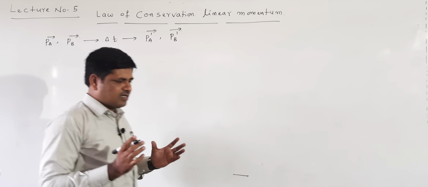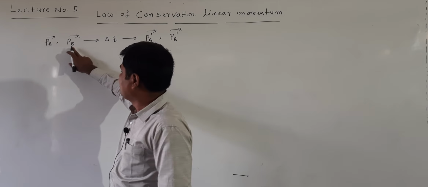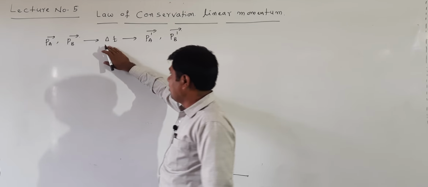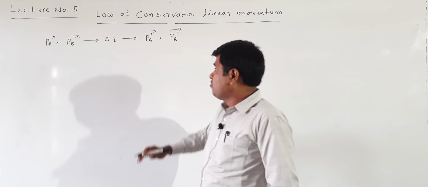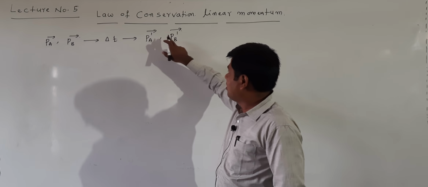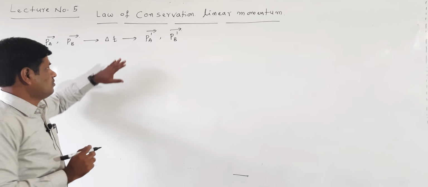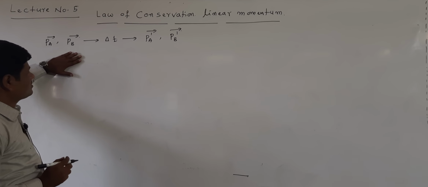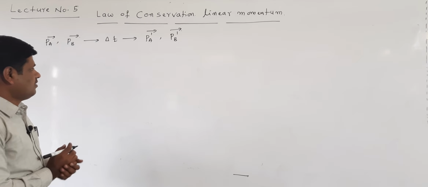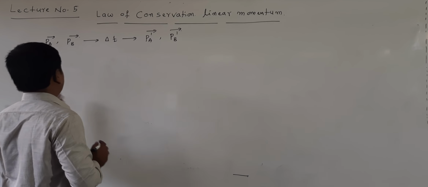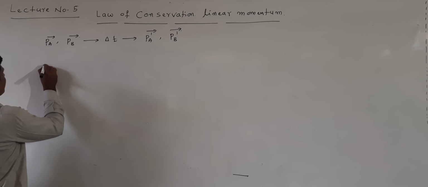Initially both particles are moving with momenta PA bar and PB bar. They collide with each other in a short interval of time, and after collision they move with momenta PA dash bar and PB dash bar. These are the before collision momenta and these are the after collision momenta. Now, how can we prove the law of conservation of linear momentum from this? According to Newton's second law.